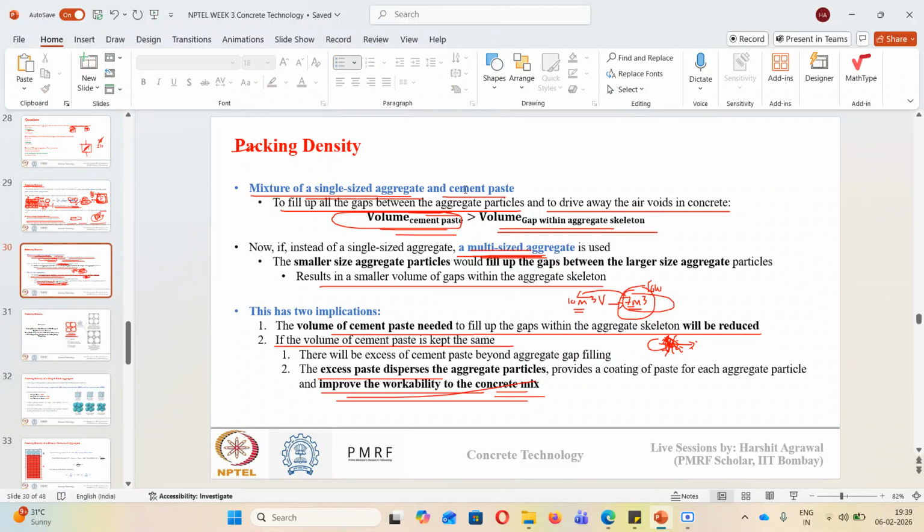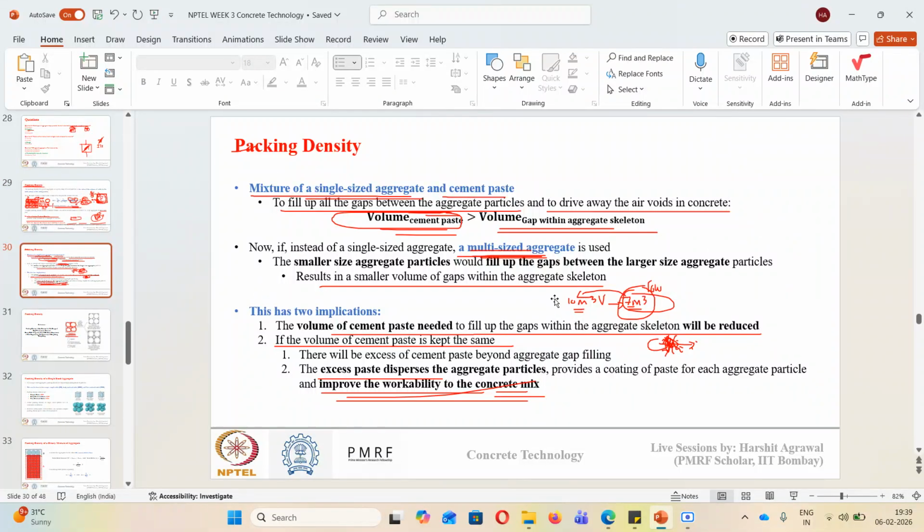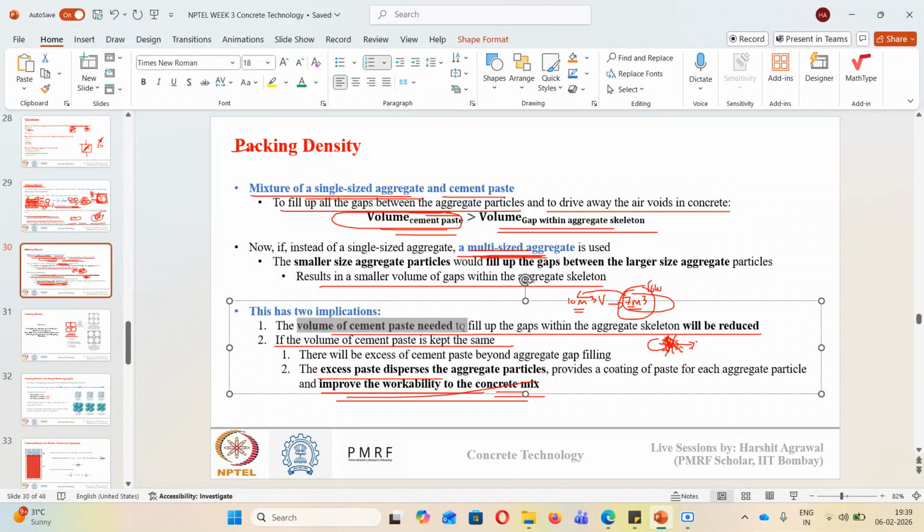So when we take single-sized aggregate, the volume of cement paste is whatever we require to fill the spaces between the aggregates and a little bit to coat the aggregate. But if I am taking multi-sized aggregate, what will happen? Aggregates themselves will fill the voids between bigger aggregates, so the cement required to fill the air voids will reduce. So it will have two implications. The volume of cement paste needed to fill the air voids will be reduced, or if we keep the same volume of cement paste, the excess volume will disperse the aggregate and improve the workability of concrete.